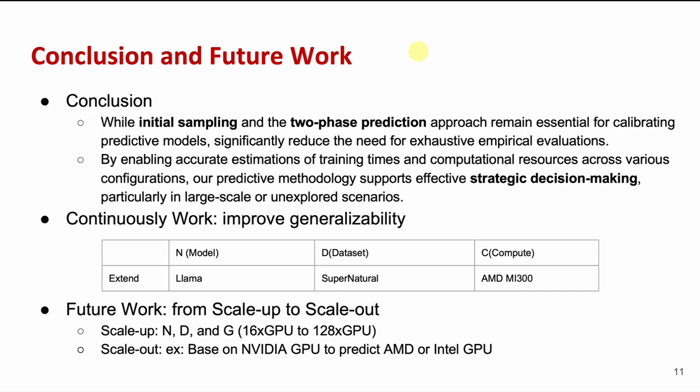For future work, definitely scale up the model and data set size, and even the number of GPUs from 16 to 128, to prove how the prediction compares with the ground truth. We are also working on scale-out, which is, can we use NVIDIA GPUs to predict AMD GPUs if we have a small sampling on AMD, and also maybe Intel Gaudi, and we are working on that as well.